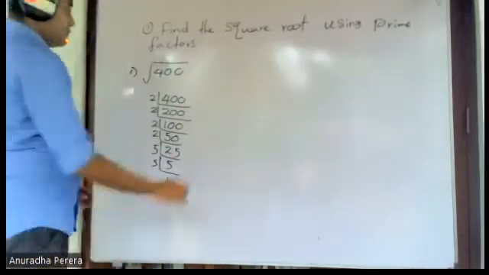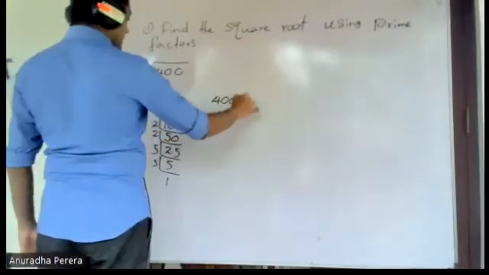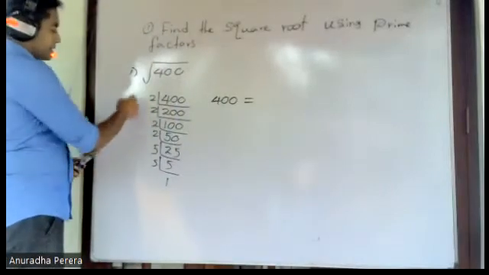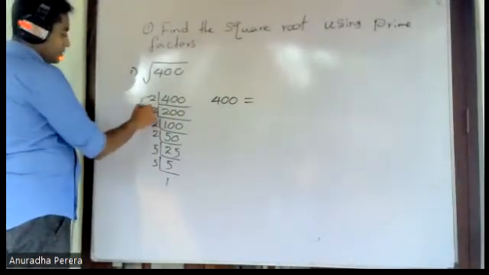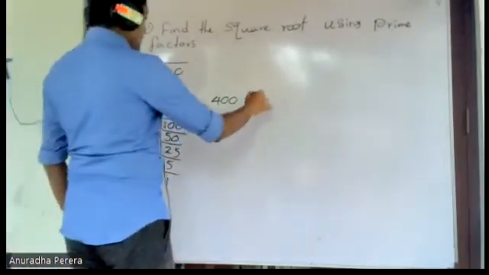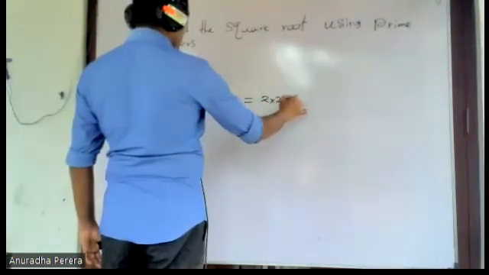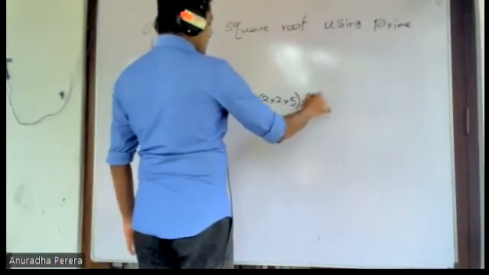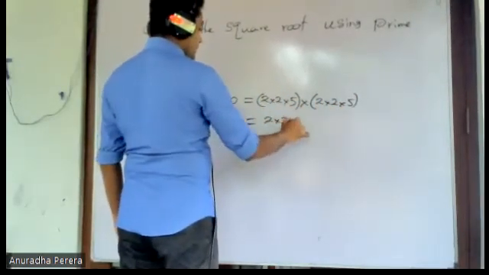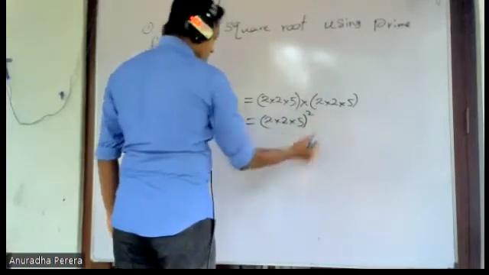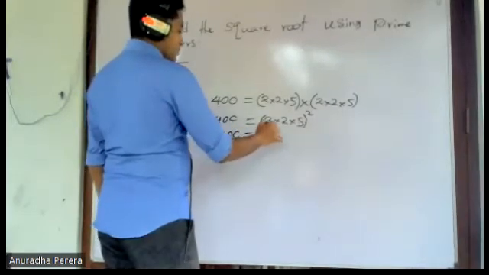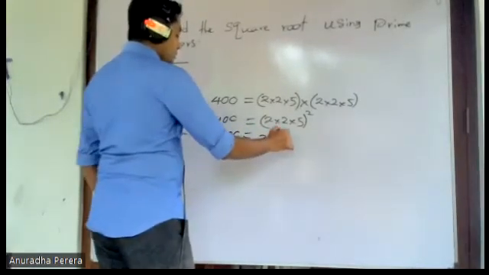Now 400 has to be written as a product of equal values. Now here we have to pick two equal groups. Then what comes? There are four 2s. Yes, 2 times 2 times 5. Look, we can separate it like this. Then you can write it as 2 times 2 times 5 into 2 times 2 times 5. What is it? 2 times 2 times 5 to the power 2. Then 400 equals 2 times 2 times 5, which is 20 to the power 2.